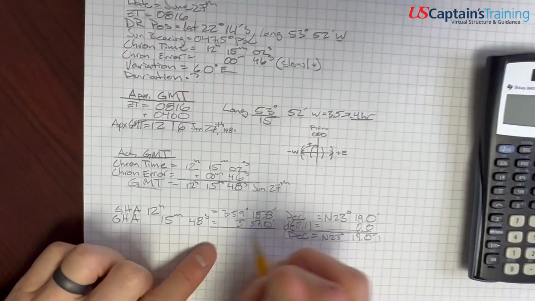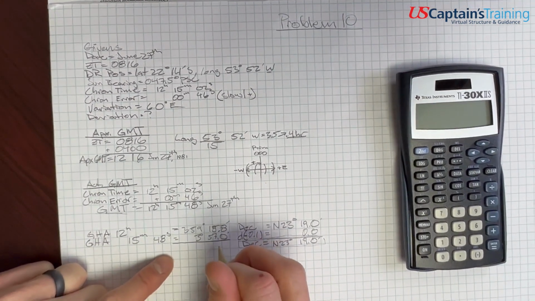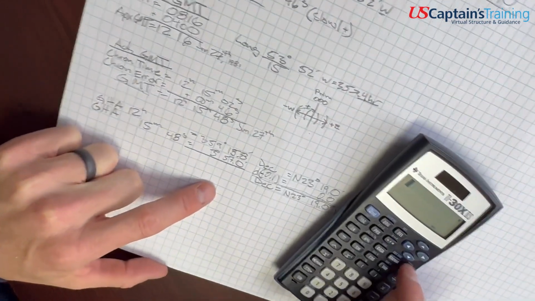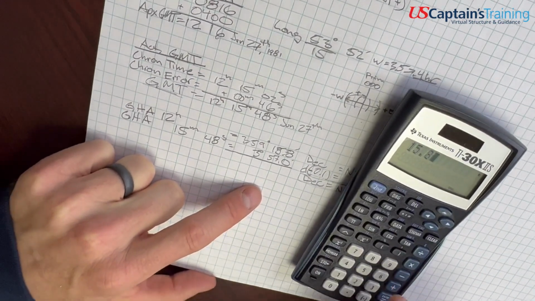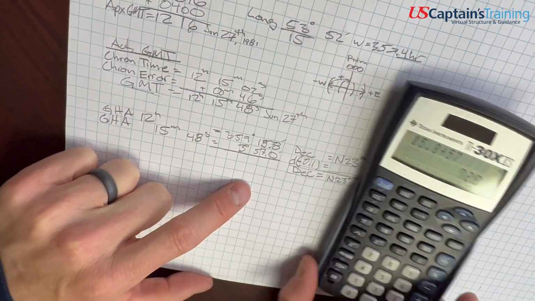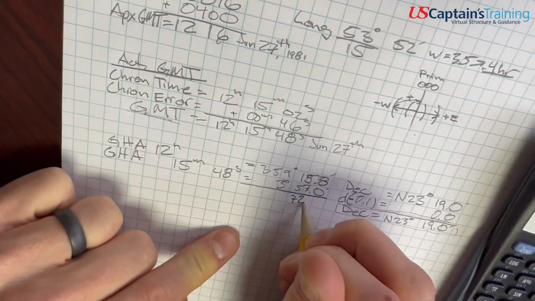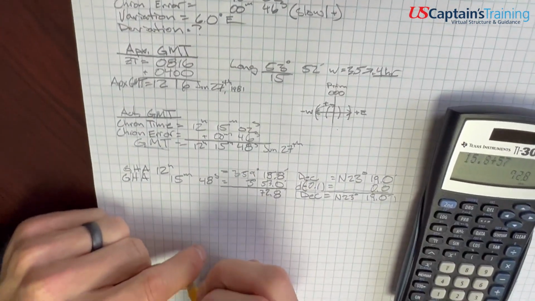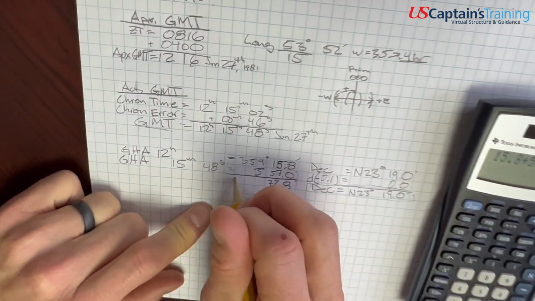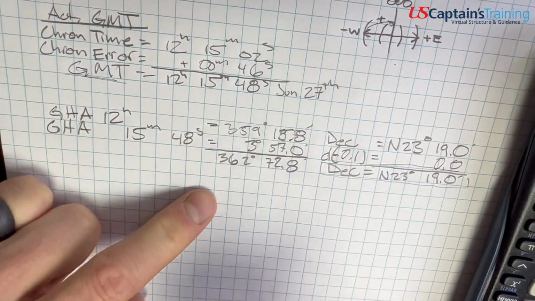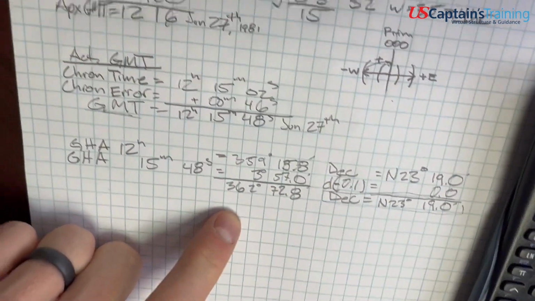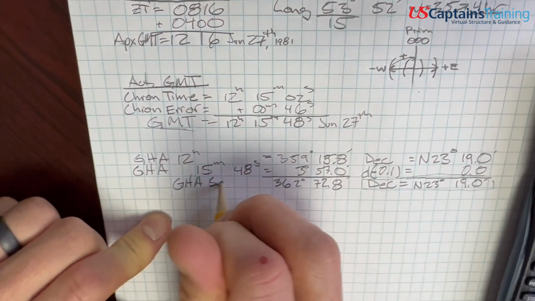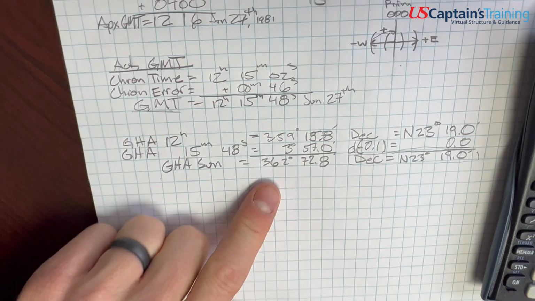And we can get this, we add these up, we'll get GHA, the sun. So 15.8 and 57. 15.8 plus 57 equals 72.8 minutes. 359 plus 3 is 362 degrees, right? Yep. Good. So this is our GHA of the sun.